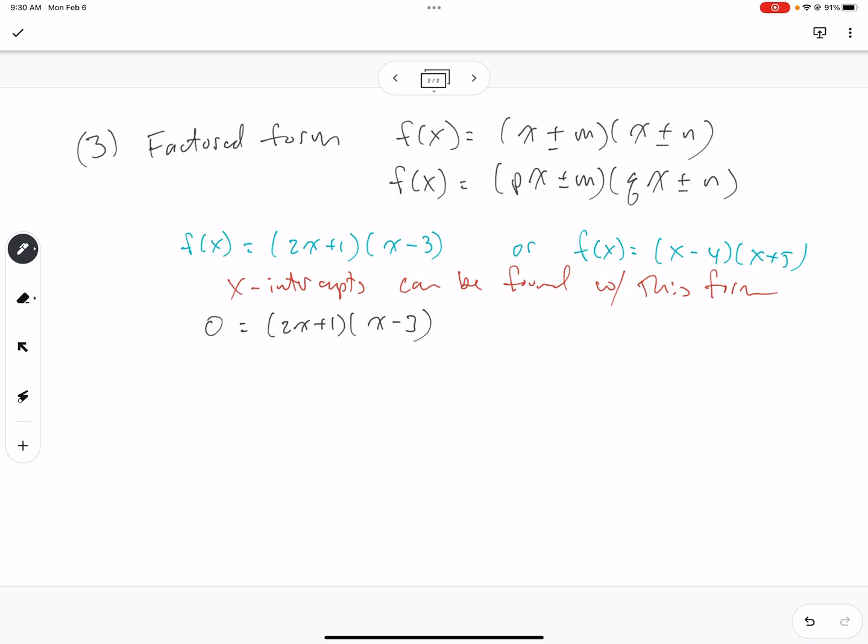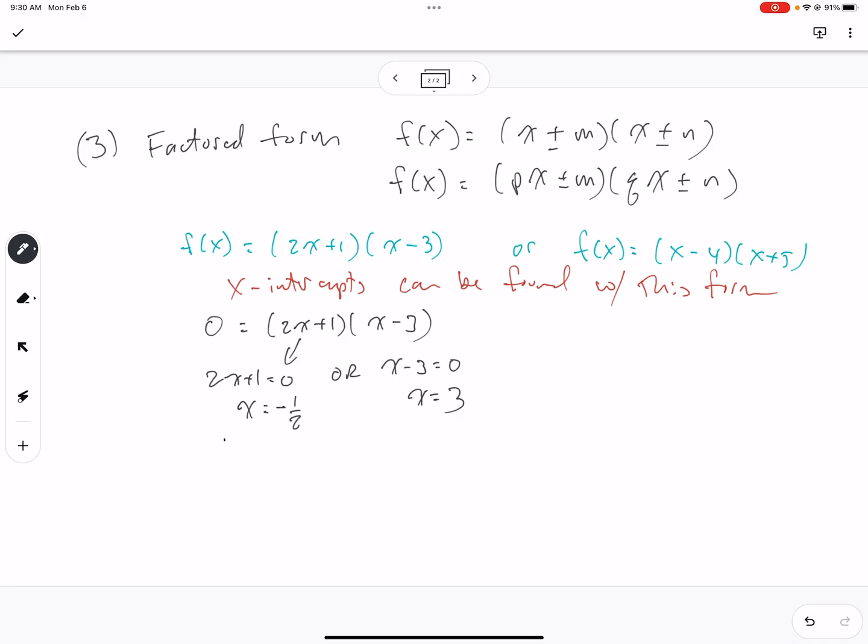And by way of review, anytime you have two numbers multiplied together and they equal 0, one of these numbers has to be 0, right? So some number times 0, or 0 times some number, is equal to 0. So because of that, we say that 2x plus 1 equals 0, or x minus 3 equals 0. Therefore, x equals, what is that, negative 1/2. Check my algebra. X equals 3.